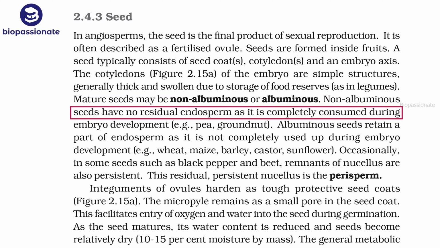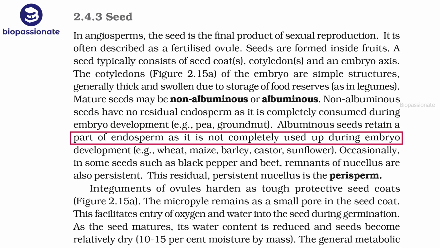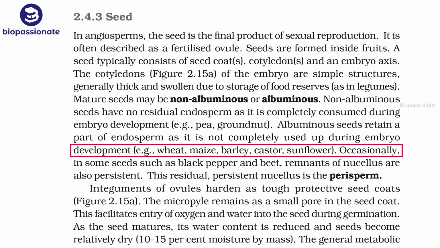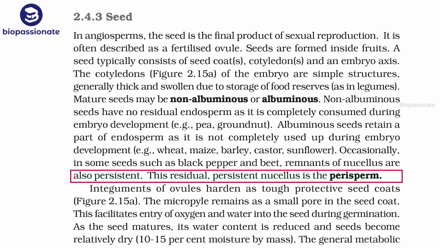Non-albuminous seeds have no residual endosperm as it is completely consumed during embryo development, for example, pea, groundnut. Albuminous seeds retain a part of endosperm as it is not completely used up during embryo development, for example, wheat, maize, barley, castor, sunflower. Occasionally, in some seeds, such as black pepper and beet, remnants of nucellus are also persistent. This residual, persistent nucellus is the perisperm.